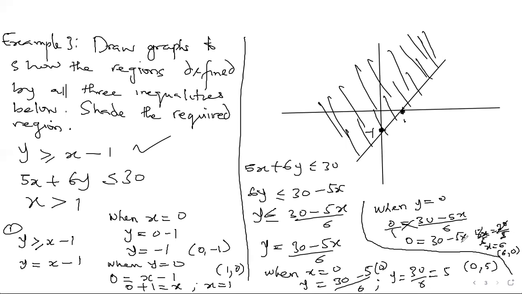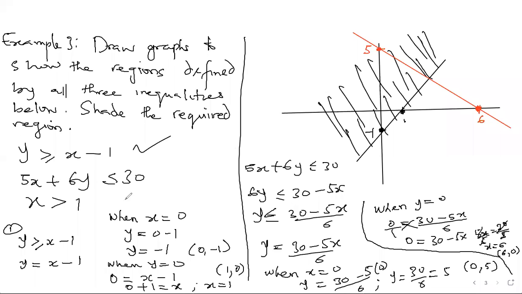So when x is 0, y is 5. Let me use another color here. So here, 0, 5, there is one point. And when x is 6, y is 0. So x is 6 will be somewhere here, y is 0 on the axis. I can plot that line. I plot the line, and I have that line. It's also continuous because there's equals there.